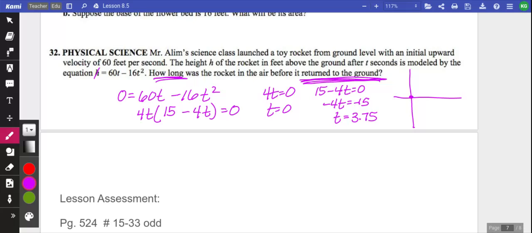So think about a rocket. It starts here at 0, it gets shot up, and then it hits the ground. And they're saying that when it hits the ground, it took 3.75 seconds.